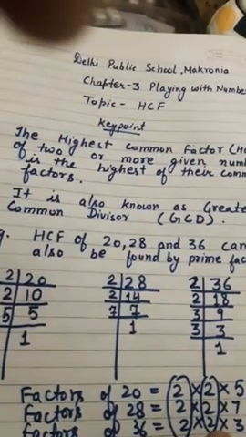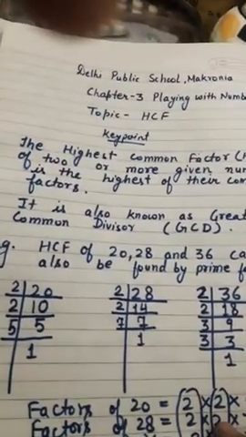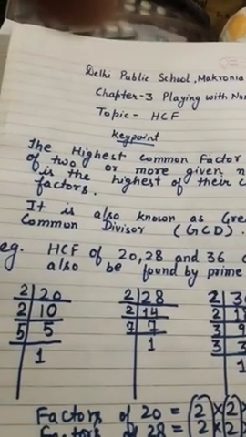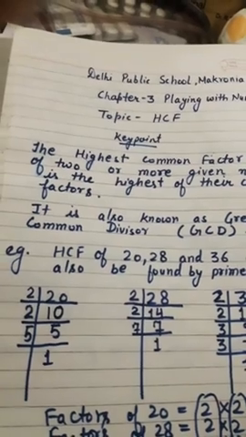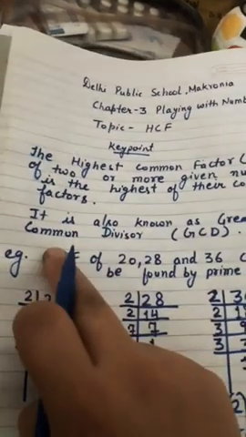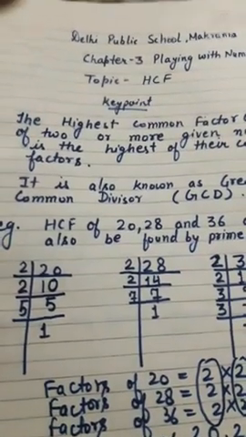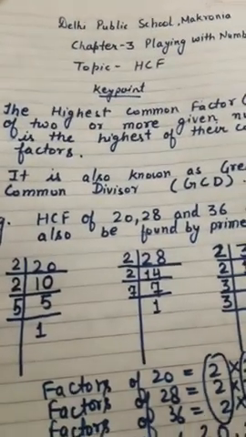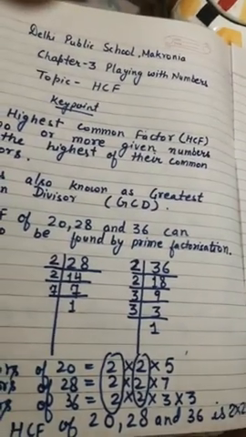20 is divisible by 2, 28 is also divisible by 2, 36 is also divisible by 2. It is a common factor, the smallest common factor, but we have to find the greatest common divisor. So the greatest common divisor is 4. 20, 28 and 36 are all divisible by the greatest common divisor, that is 4.